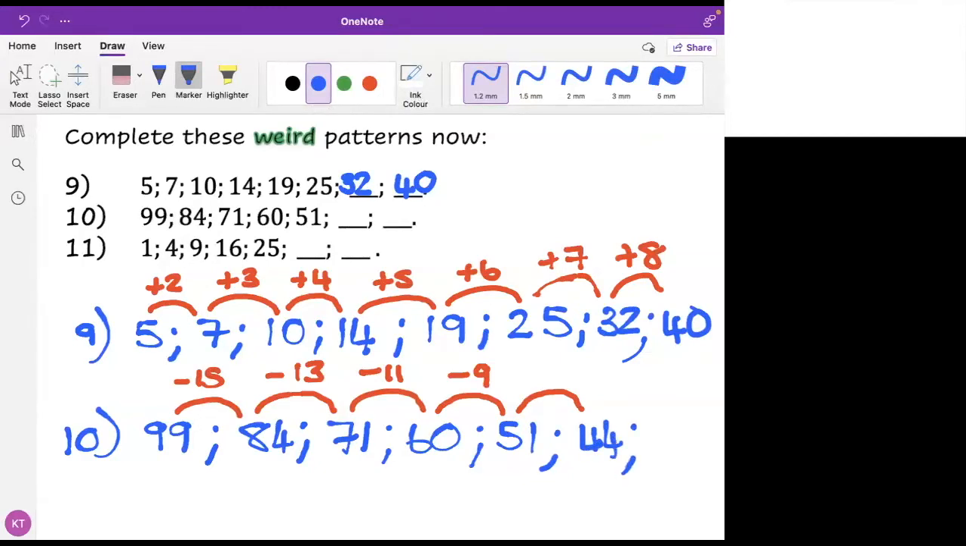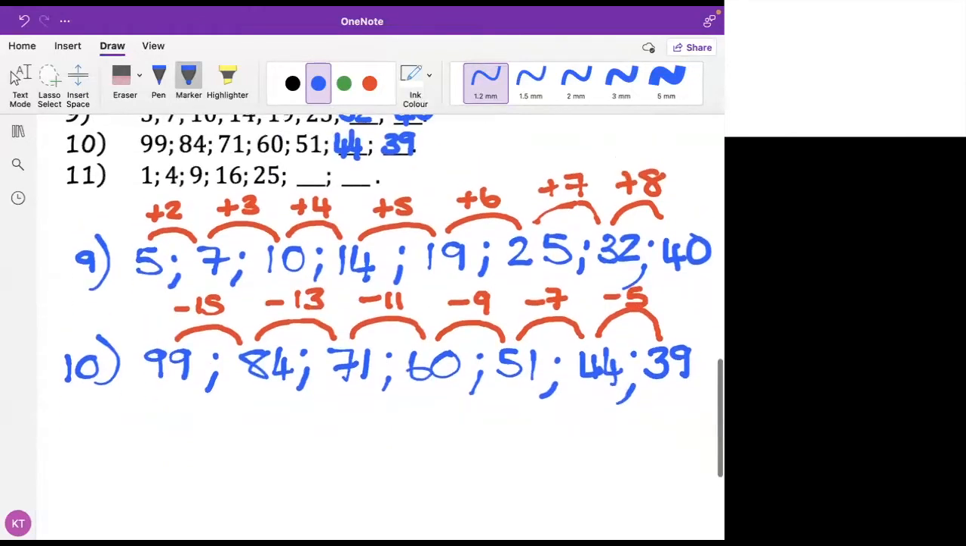So we've got 44. How did I get to 44? So I'm seeing I've got 15, 13, 11, 9. What's happening? I'm going down in twos. So then I'm going to say minus 7. So 51 minus 7 gives me 44. Then what am I going to do? My next number is going to be minus 5. So 44 minus 5 is going to give me 39.